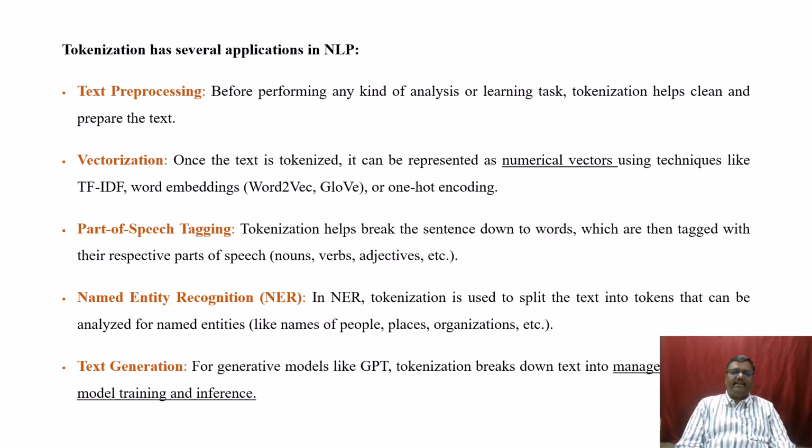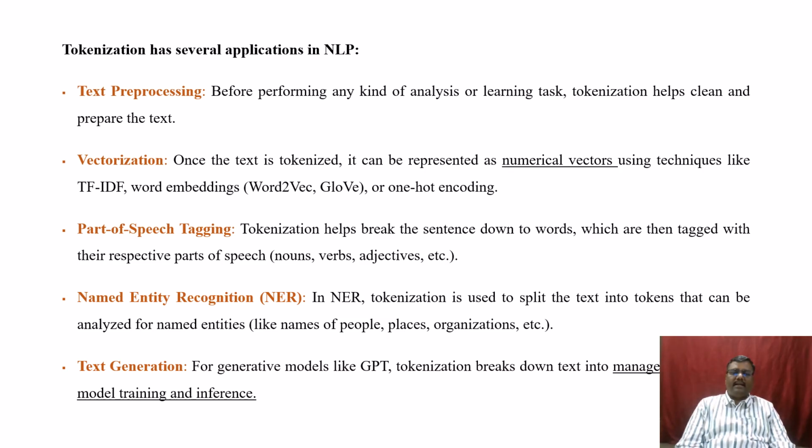The first one is text pre-processing. Before performing any kind of analysis or learning task, tokenization helps clean and prepare the text. Next is vectorization. Once text is tokenized, it can be represented as numerical vectors using techniques like TF-IDF, word embeddings, word2vec, or GloVe, etc.